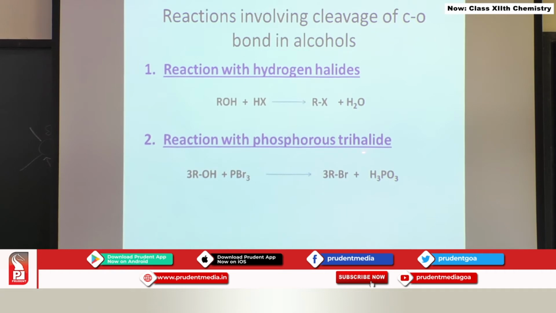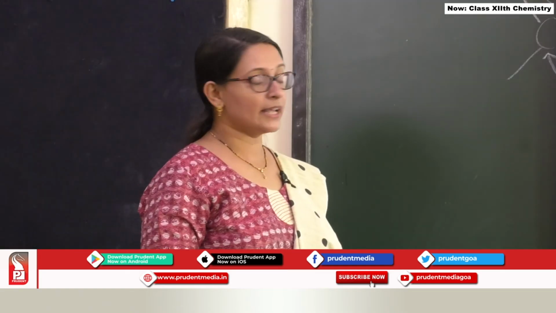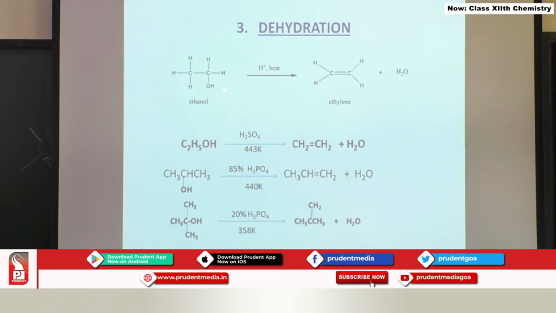Reaction with phosphorus trihalide, I have taken phosphorus tribromide. Again here the OH group is replaced by Br. You are going to get alkyl bromide, and this is the byproduct. Let us look at the third reaction, that is dehydration. This is ethanol, and what is going to happen here is, in the presence of acidic medium at high temperature, this OH group, that means there is CO bond breakage, the OH group is going to go away with the hydrogen of the neighboring carbon as water, and this carbon-carbon single bond is going to get converted into a carbon-carbon double bond, resulting in an alkene.